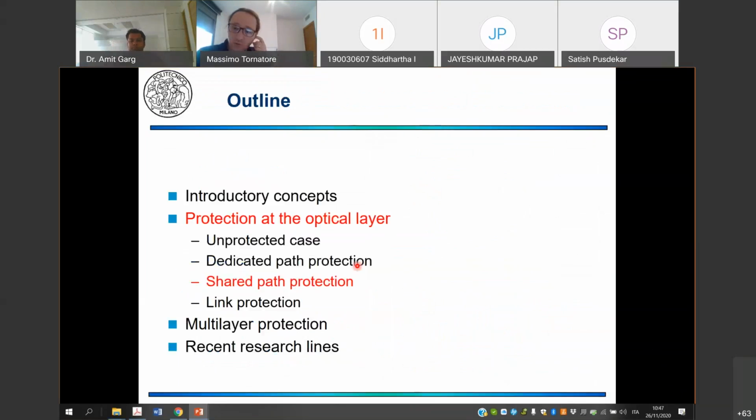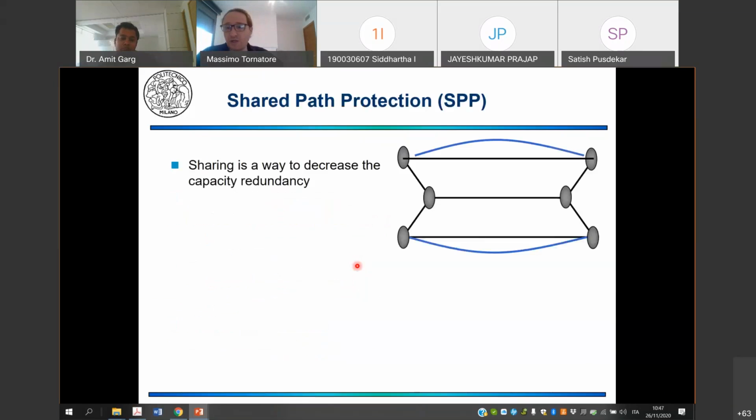Okay, another way of dealing with the high cost of dedicated path protection is to use what people call shared path protection. In shared path protection, the concept is this one. I'll use an example to show it. Imagine you have two primary paths, which are the blue paths here. And for these two primary paths, you have corresponding backup paths, the red paths here.